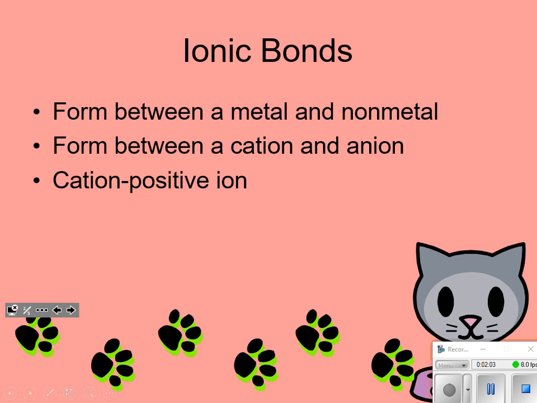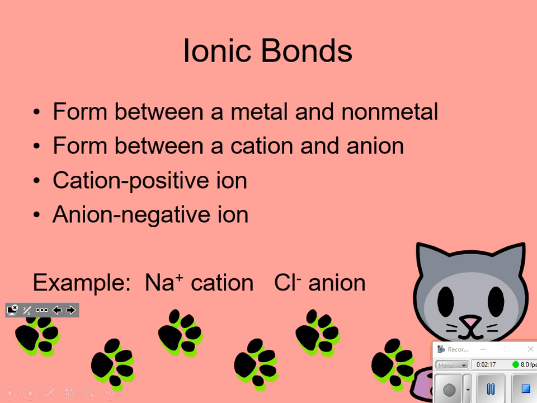Cation, positive. Anion's negative. Sorry, there's no good way to do that. Although the term anion has an N at the start, just like negative has an N at the start. An example: the simplest ionic compound is sodium chloride, so table salt. In sodium chloride, it's a combination of Na+, and since it's the positive ion, it's the cation, and Cl-, the negative ion.